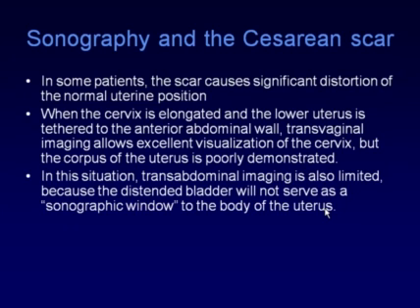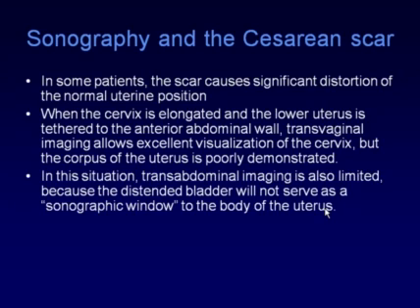In some patients, for whatever reason, the adhesions and scarring can cause significant distortion in the position of the uterus. Because of the tethering of the anterior uterus to the anterior abdominal wall, the cervix becomes elongated and the lower uterus is stuck there. Transvaginal imaging, therefore, allows an excellent visualization of the cervix, but often the body of the uterus is somewhat out of the plane and far from the transducer and difficult to visualize.